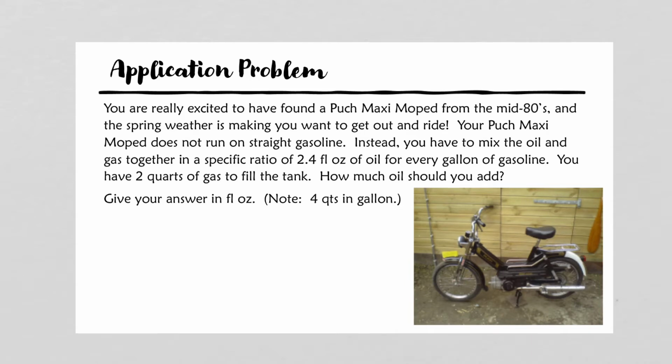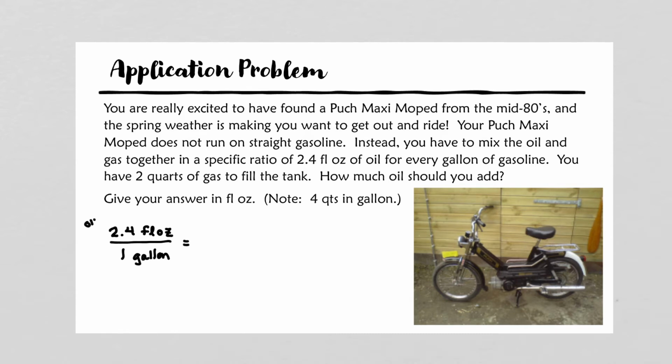The reason I'm thinking proportion is because when we mix oil and gasoline together, that ratio stays constant. But depending on the different amounts of gas, the different amounts of oil that we need will change. This is the idea of a proportional relationship. In fact, I think my brain says do the following. Let's set up the proportion that 2.4 fluid ounces of oil are mixed with 1 gallon of gas.